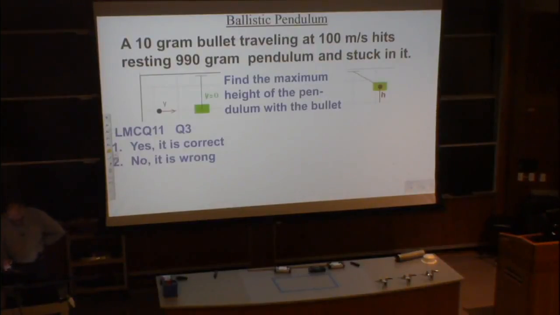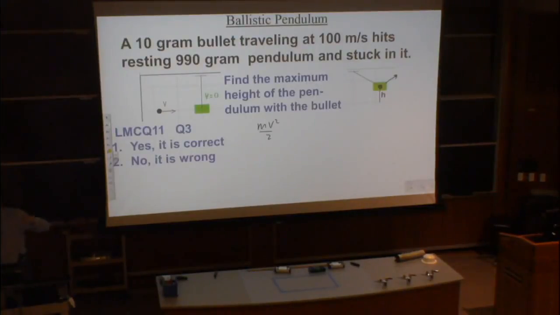So this bullet flies at 100 meters per second. So clearly, it has a certain kinetic energy, mv squared over 2. And when the pendulum stops here, this pendulum doesn't have kinetic energy anymore. Yes? But now what energy does it have? Gravitational potential energy, which is mgh.